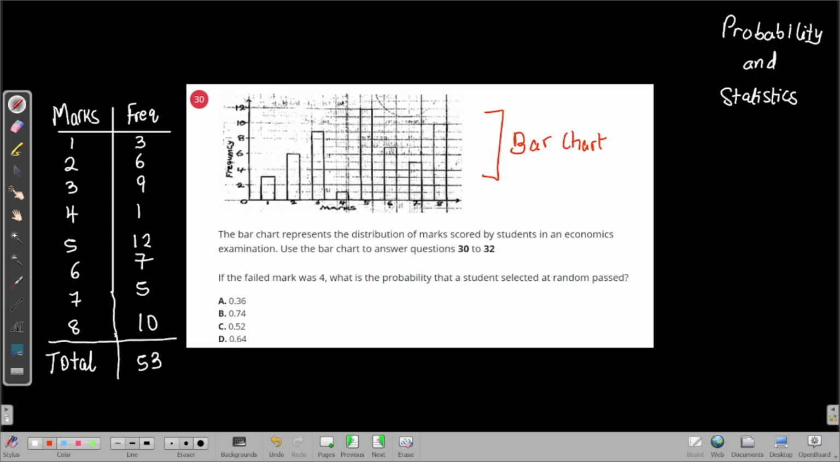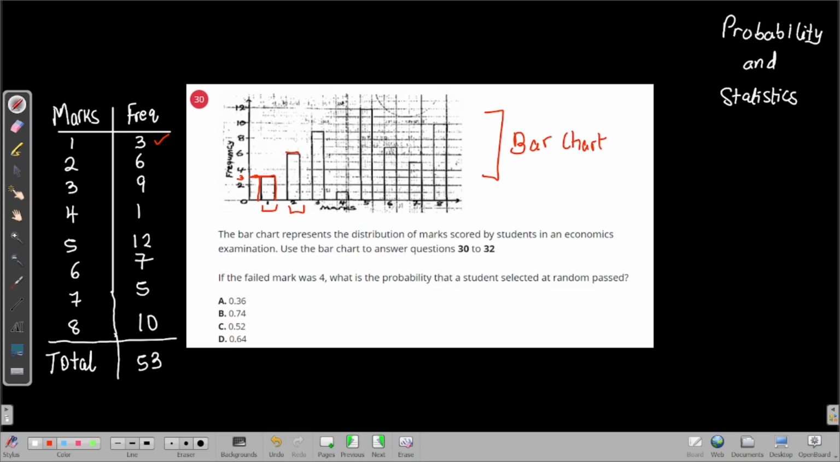You can see that the bar chart is representing the distribution of marks scored by students in an economics examination. So 3 people scored 1 mark, and 2 people scored 2 marks. How did I see that? For 1 mark, I just went to the top of the bar, this is the bar for 1 mark, and I traced it to the y-axis, and you can see that it led me to the middle of 2 and 4. The middle of 2 and 4 will be 3. That's how I got 3.